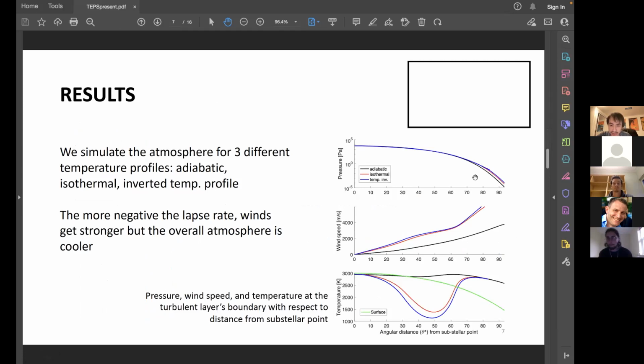And so you see that the pressure doesn't change. Oh, and this is with respect to the substellar point, the distance with respect to the substellar point. So 90 degrees is where you'd find the terminator. And so you find that the pressure for all 3 different profiles doesn't really change, but when you look at the wind speed, you see that there's more negative lapse rate. So that means temperature increasing with height, the winds get stronger, but the atmosphere actually gets cooler. So these wind speed, temperature, and pressure are calculated at the boundary layer's boundary. And you can think of that as near surface, about half of the scale height.